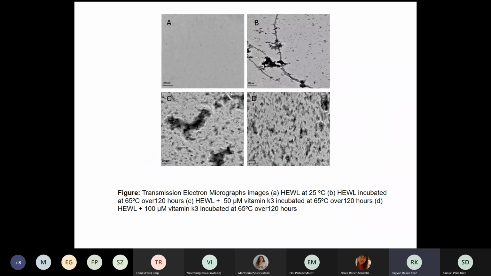Now these are the TEM images for the lysozyme. This is the lysozyme at room temperature; it doesn't form any amyloid. This is incubated at 65 degrees centigrade for 120 hours, and here you can see it forms amyloid. This is in the presence of 50 and 100 micromoles, and you can see the amyloid fibrils are inhibited.